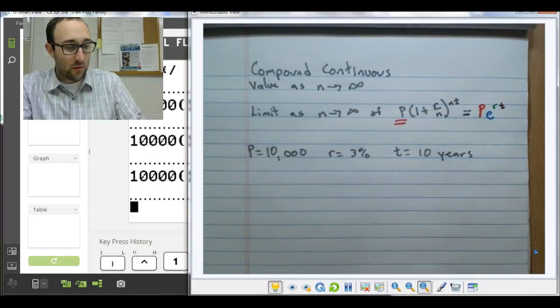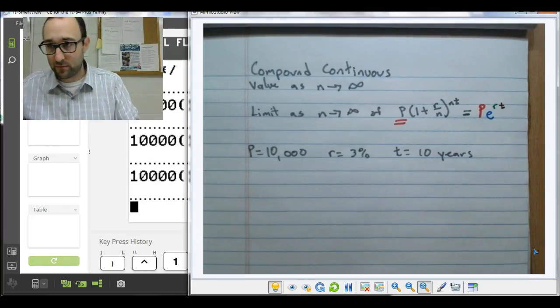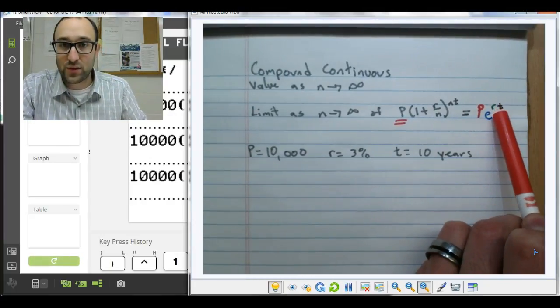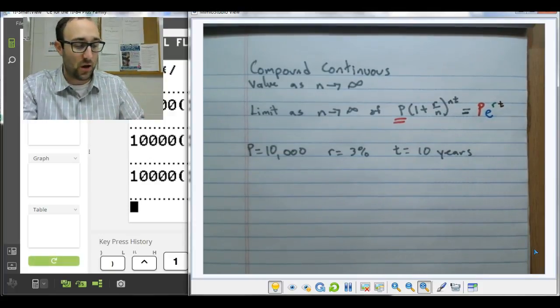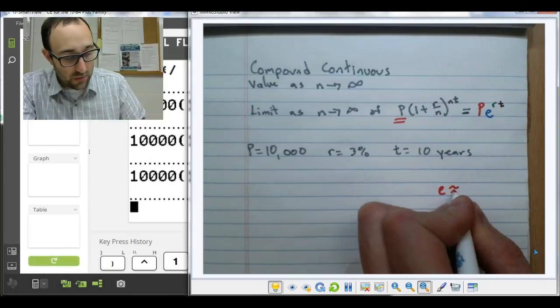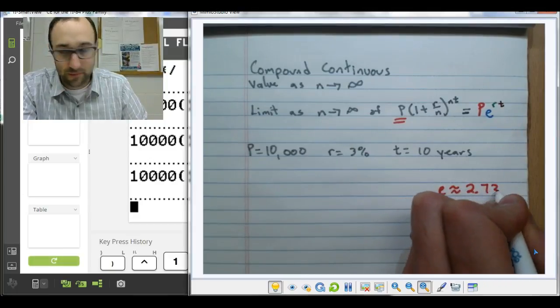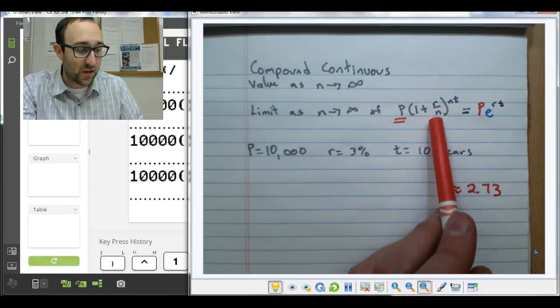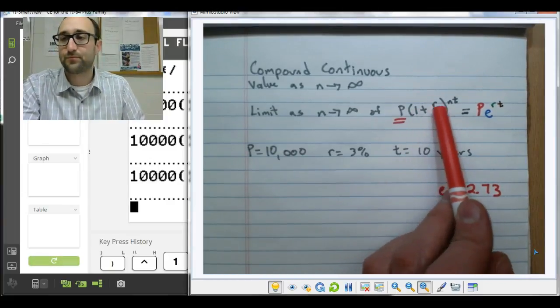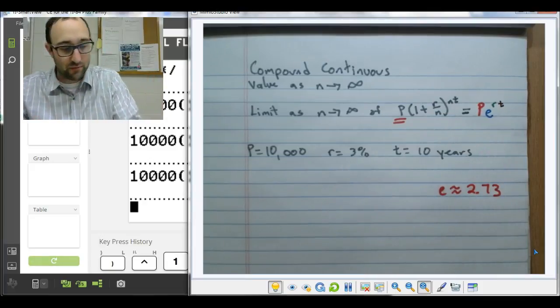Okay, so we have that. P is the exact same principal. R is still the rate, the percentage that you get. T is the time. E is just a number, and it's about 2.718. All right, so E is now a number. So if we go through this, this number that's in here eventually becomes about 2.718.